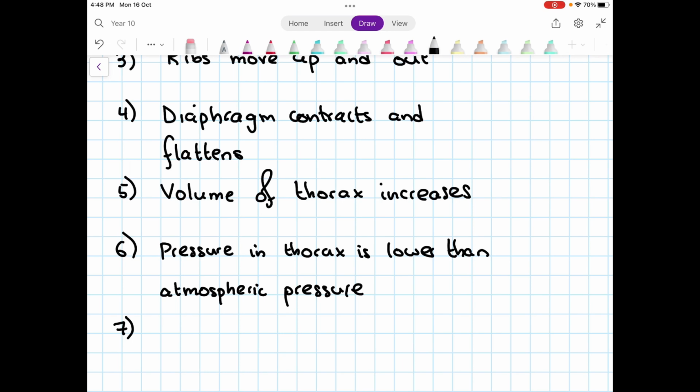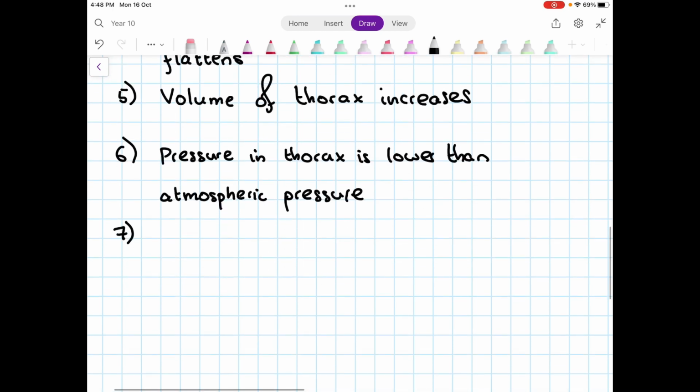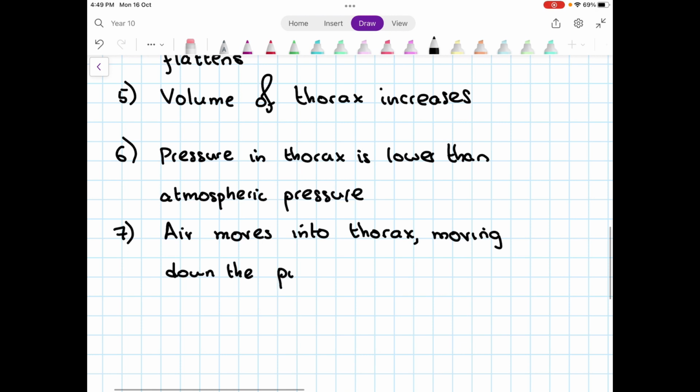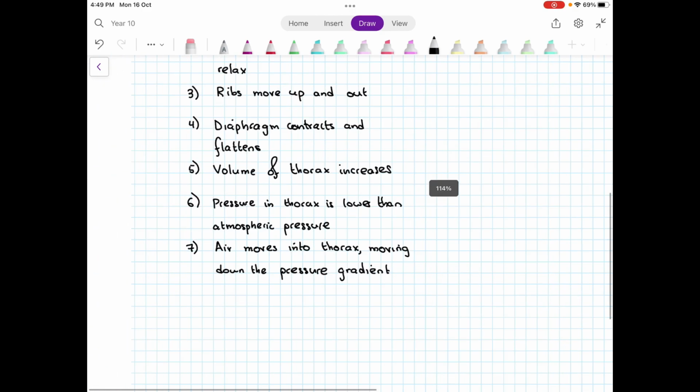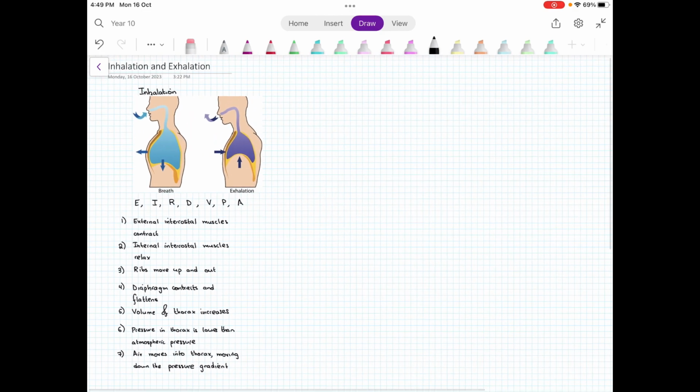And what this does is it causes air to move inside the thorax because it's moving from a high to a lower area of pressure, moving down the pressure gradient. So in a similar way that we have temperature gradients or concentration gradients, there's also a pressure gradient which will dictate the movement of air. So air moves into the thorax, moving down the pressure gradient. So those are your steps for inhalation.